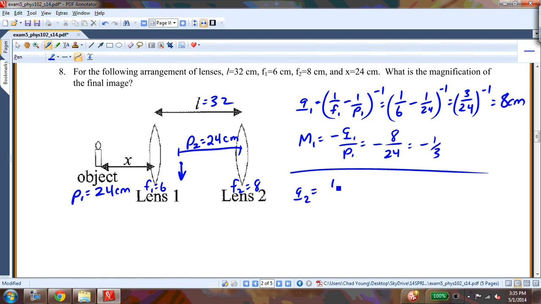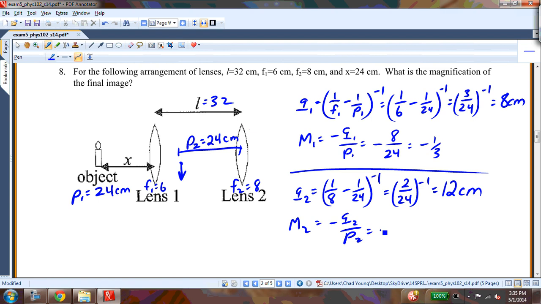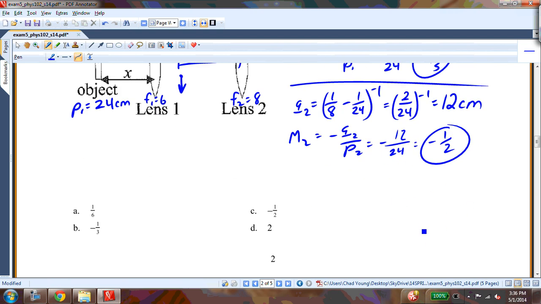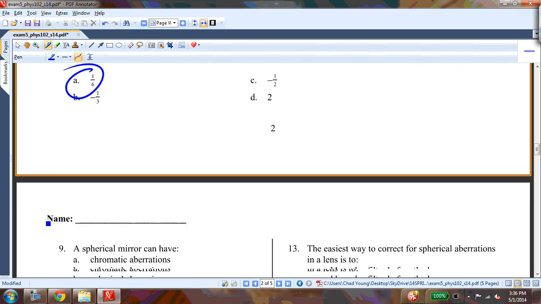So Q2 is going to be 1 over F2, which is 1 over 8, minus 1 over 24. 3 over 24 minus 1 over 24, that's 2 over 24. The inverse of 1/12 is 12 centimeters. And then I can find my M2. P2 is 24. All right, and then to find my total magnification, I take the product of these two numbers, which will give me 1/6 is the right answer.